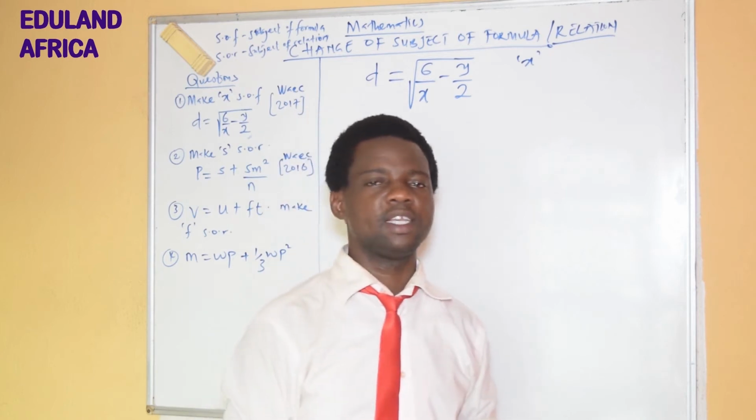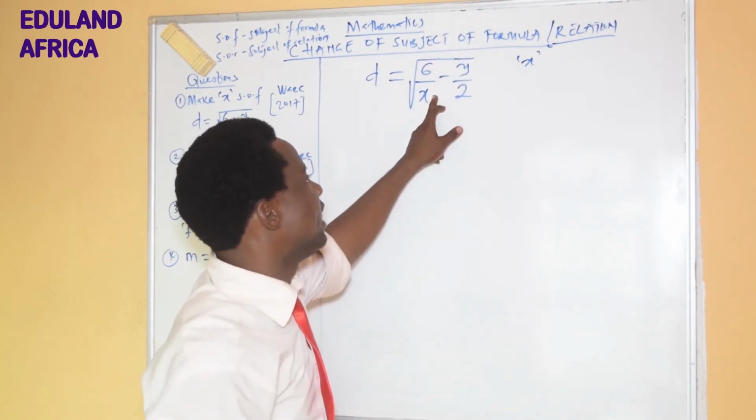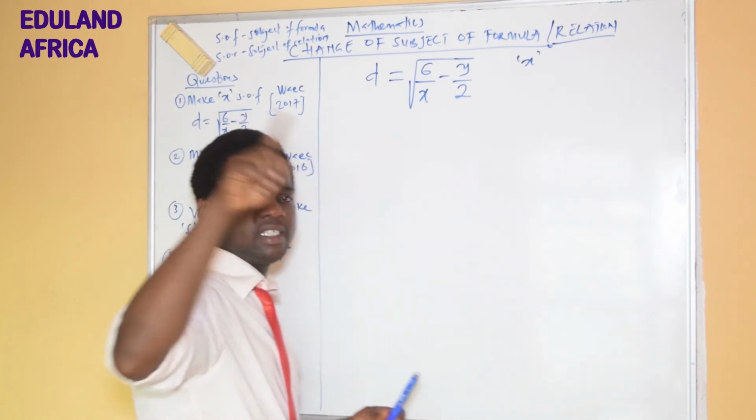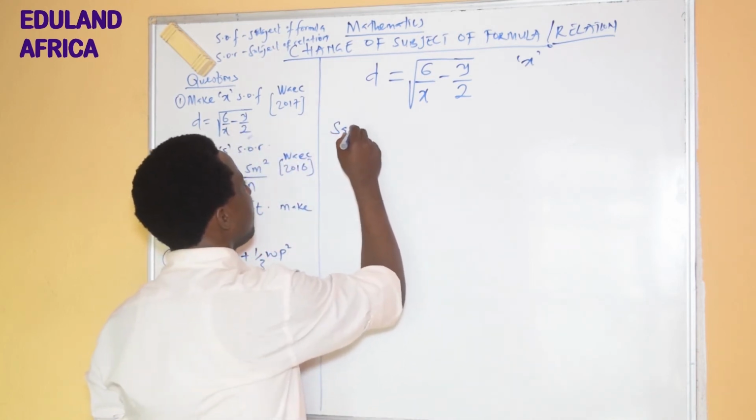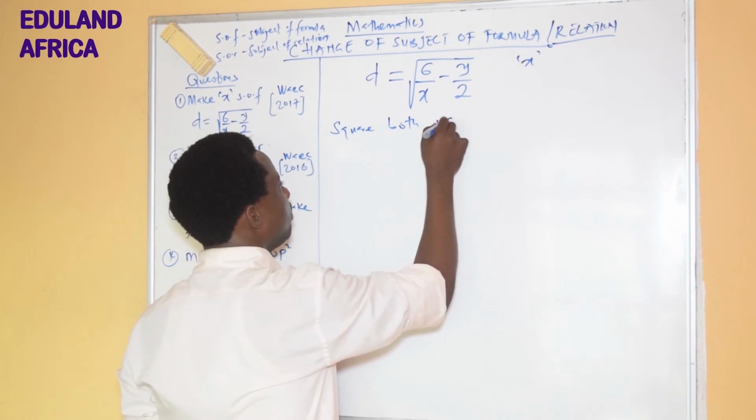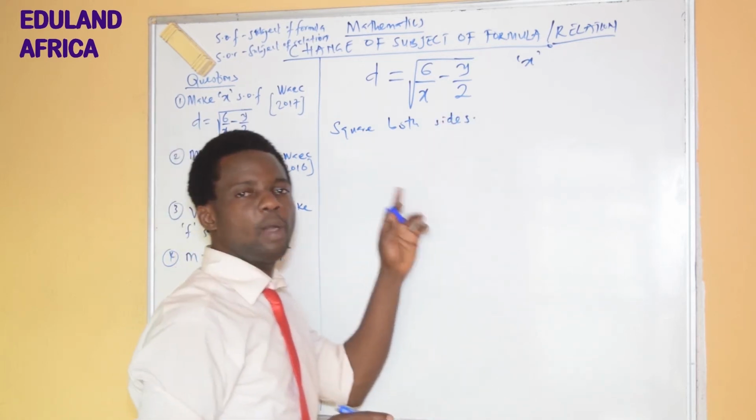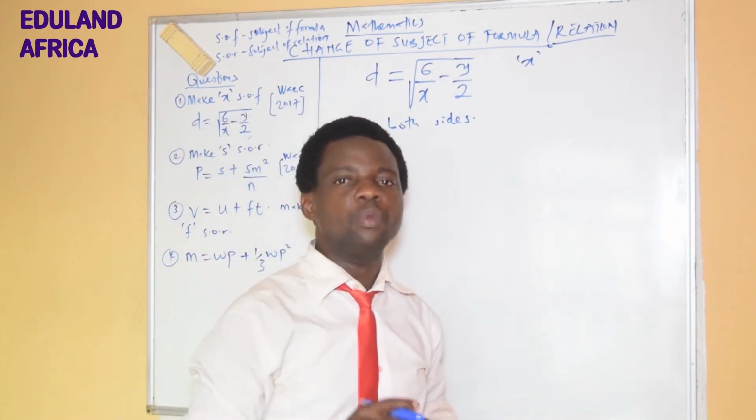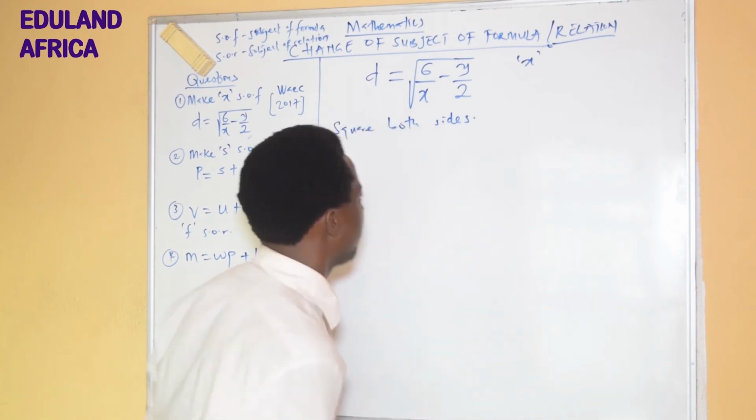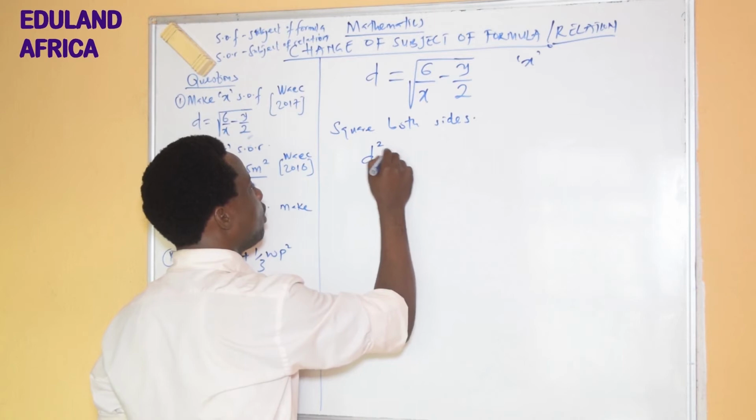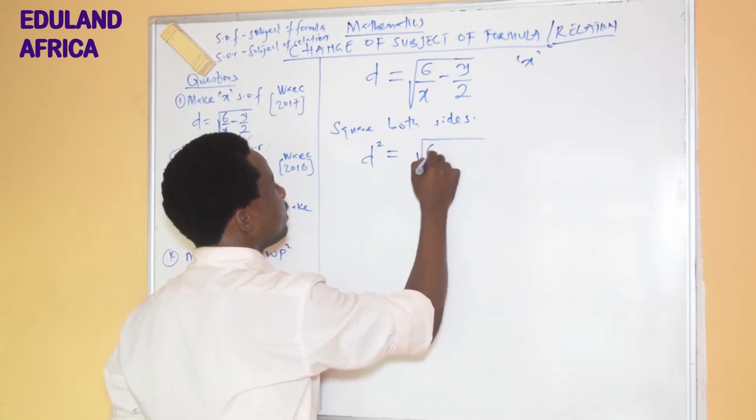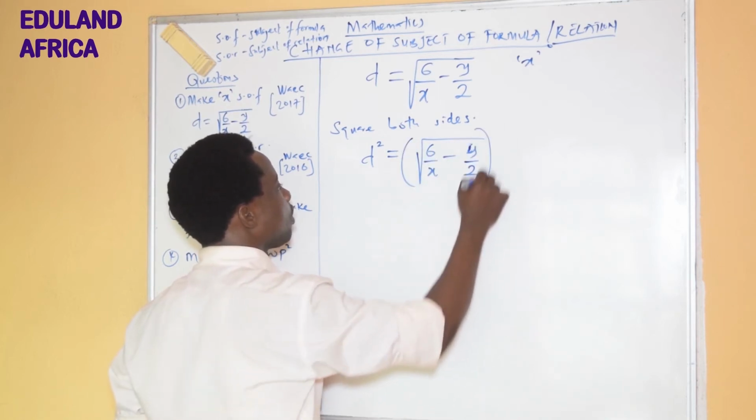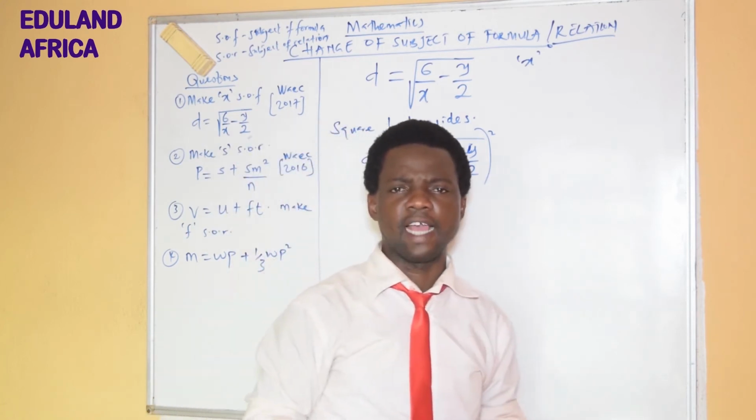So the first thing we have to take away is, let us lift the bondage that Mr. X is under, which is the square root. How do we remove that? Remember we did that initially. We square both sides. Because when we square both sides, the square will fight the root, and Mr. X will be getting his liberation part by part. So we square both sides. That means we have d squared, then 6 over x minus y over 2, squared.